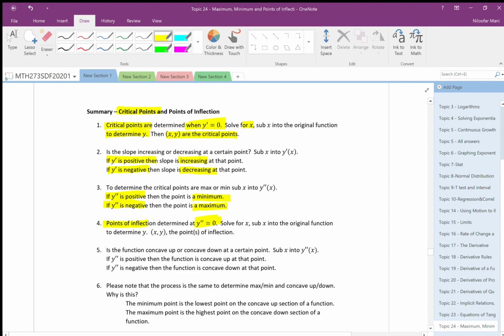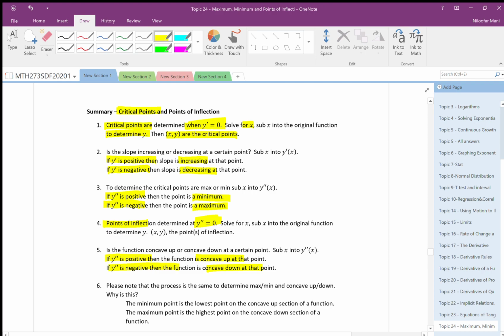How about point of inflection? Find where the second derivative equals 0, and check if the concavity changes from up to down or down to up. How? You have to check whether the second derivative changes from positive to negative or negative to positive. So positive is concave up, negative is concave down.